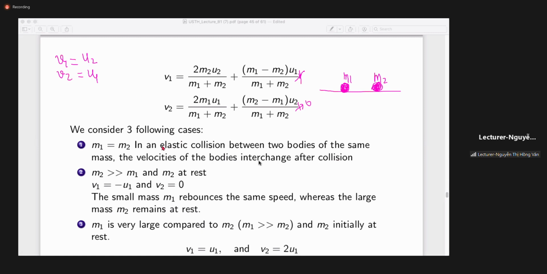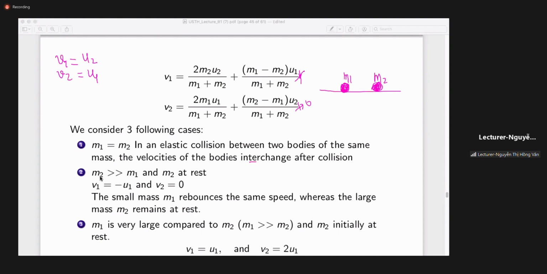It's changed, okay? V1 here and V2 here. So they interchange the velocity before and after collision. That is the first case. You see, very interesting. Okay. Second case.